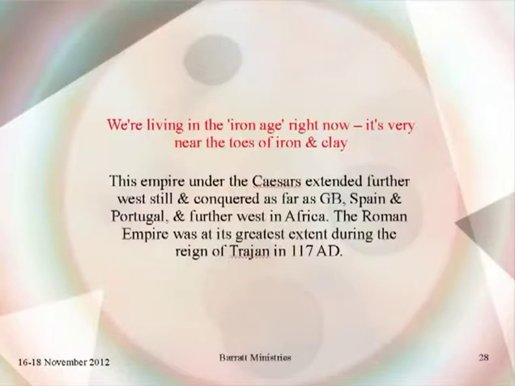The Roman Empire under the Caesars extended further west, conquered as far as Great Britain, Spain and Portugal, Western Africa. It was at its greatest under the Caesars in Trajan in 117 after death. So 117 years after Jesus, physical imperial Rome had reached its zenith. Every empire reaches its zenith and then wanes, doesn't it? Well, that's when it reached its zenith, 117. So listen, only a few years after John was killed on Patmos, 70 AD, you're only talking about 47 years after Rome got to its fullness. Okay.